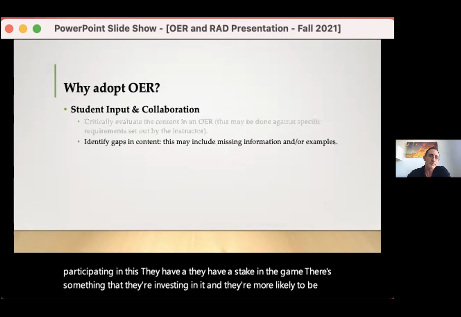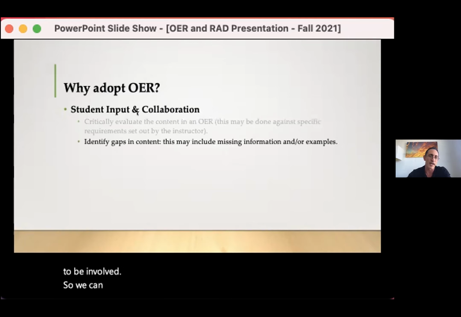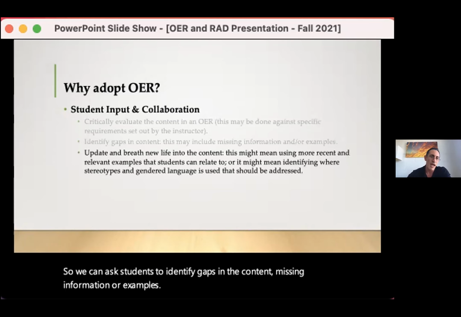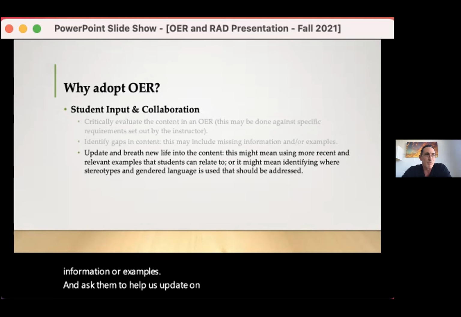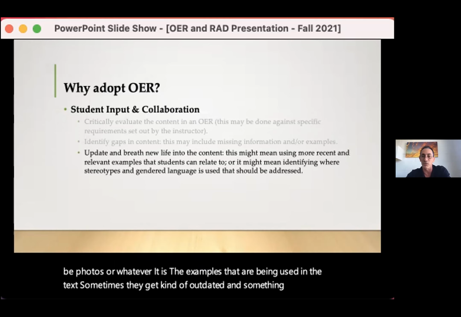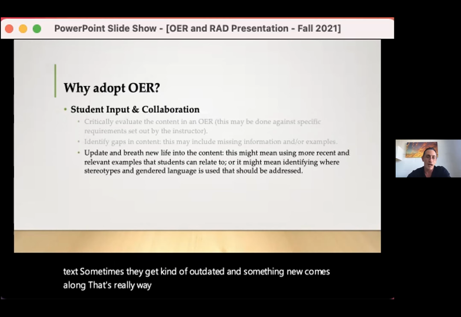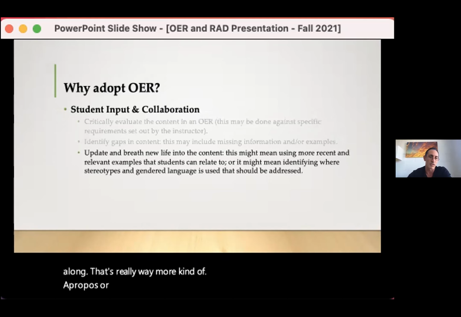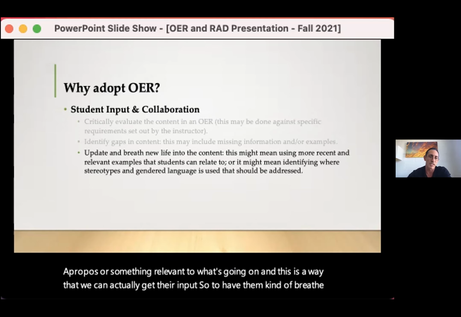be involved. So we can ask students to identify gaps in the content, missing information or examples, ask them to help us update vignettes, or photos, or whatever it is, the examples that are being used in the text. Sometimes they get outdated and something new comes along that's way more apropos or relevant to what's going on. This is a way that we can actually get their input, to have them breathe new life into the materials.